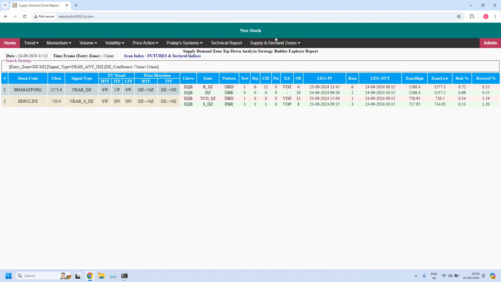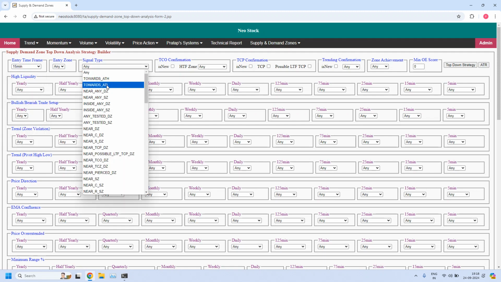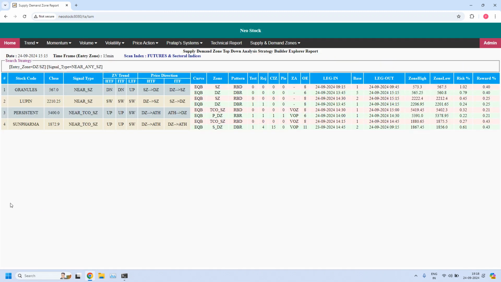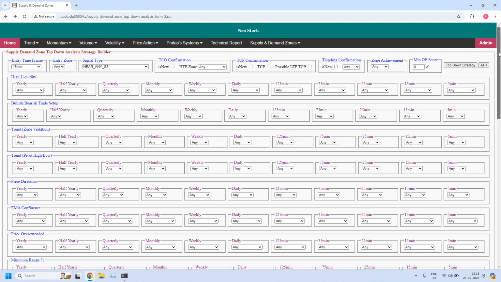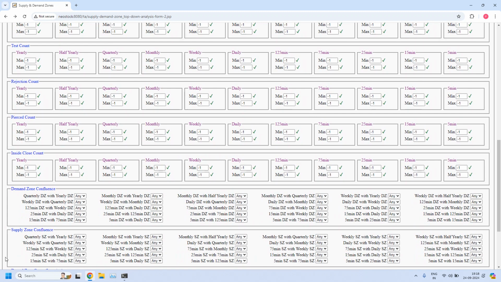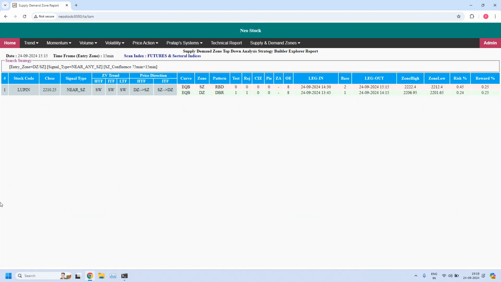Okay, next for 15 minutes, let us find the stocks near the 15 minutes supply zone. Again 4 stocks are filtered. Let's verify how many of these supply zones are having ITF confluence, that is the 15 minutes supply zone with the 75 minutes supply zone confluence. So I am enabling this filter. Let's verify. Only 1 stock is having supply zone confluence.